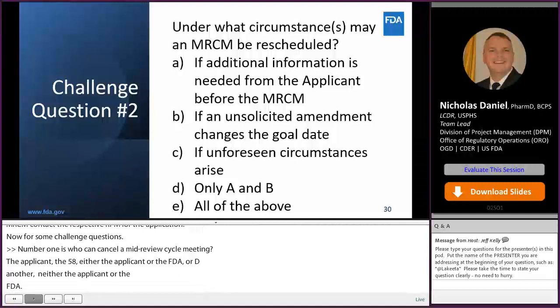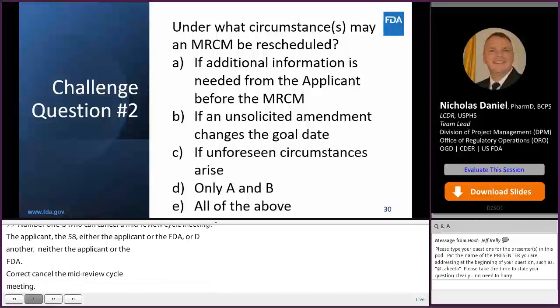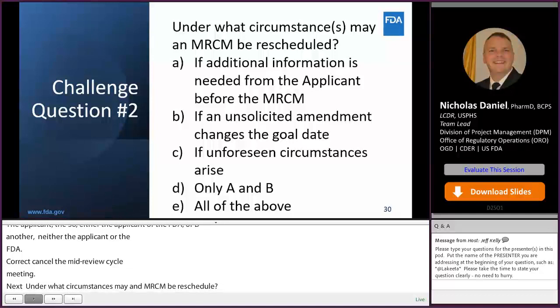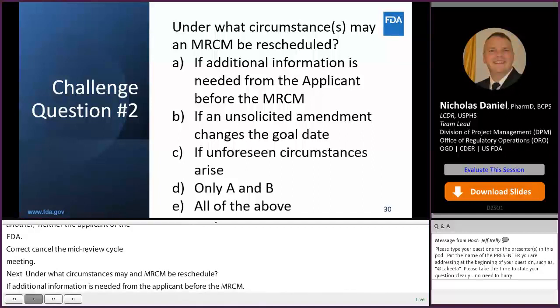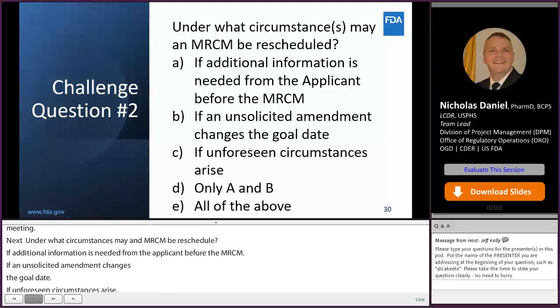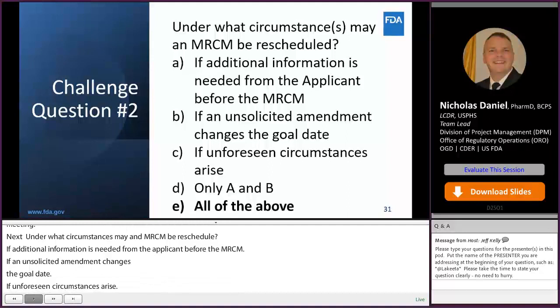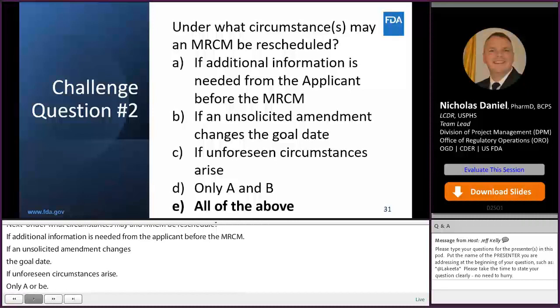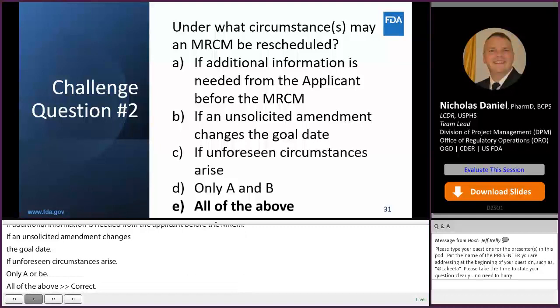Challenge question number 2. Under what circumstances may an MRCM be rescheduled? A, if additional information is needed from the applicant before the MRCM. B, if an unsolicited amendment changes the goal date. C, if unforeseen circumstances arise. D, only A and B. Or E, all of the above. Correct. E, all of the above. In each of these circumstances, an MRCM may be rescheduled.